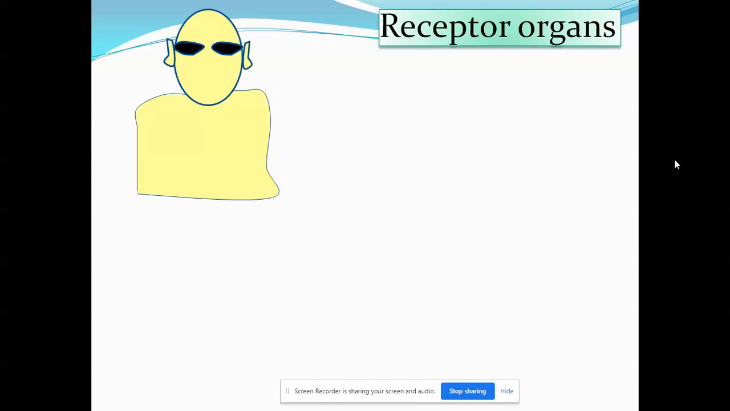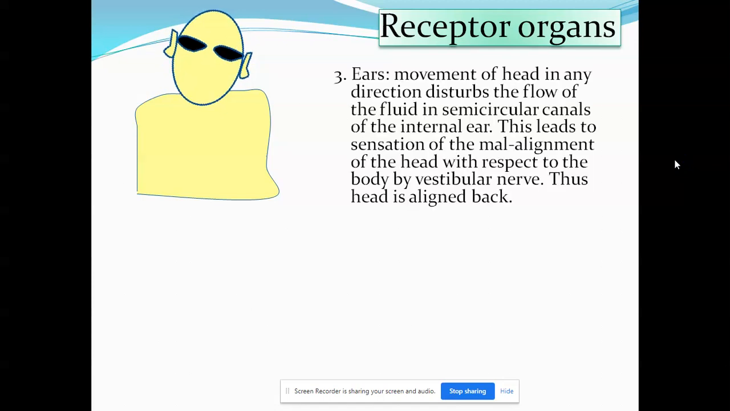Coming to the third organ, ears. We already saw eyes are a receptor organ. In a similar way, so does your ear function. When you move your neck to one side, that is your lateral flexion, the fluid in the internal ear, that is in the semicircular canal which is present in the internal ear, is disturbed. The flow of the fluid within the semicircular canal is disturbed. This signal is sent to the brain.